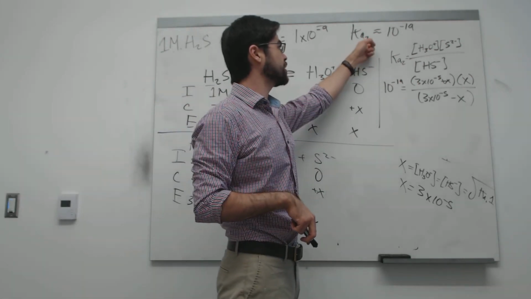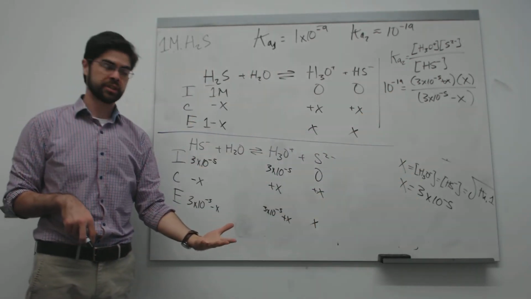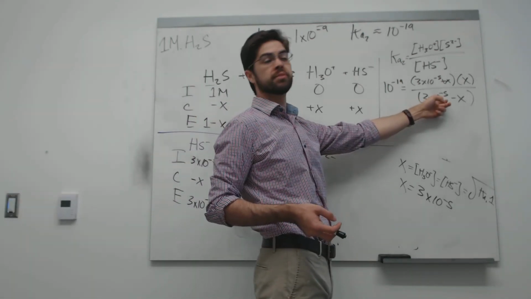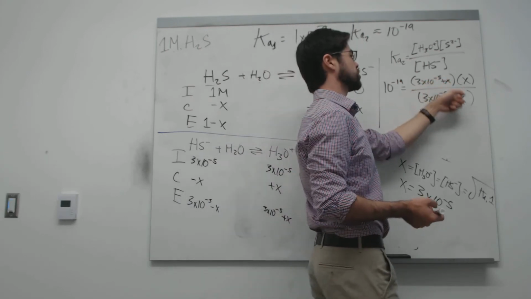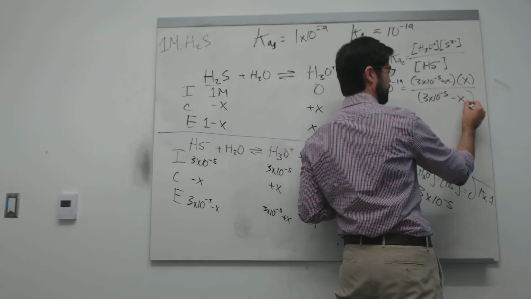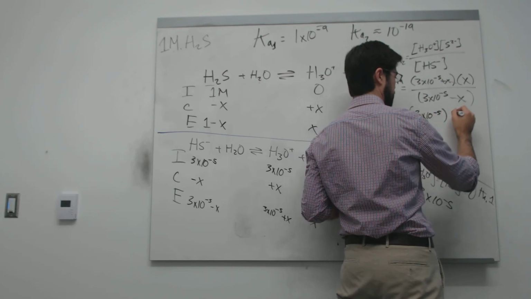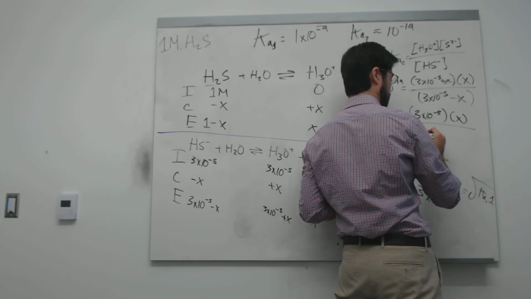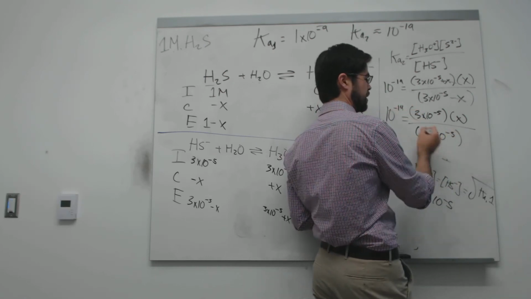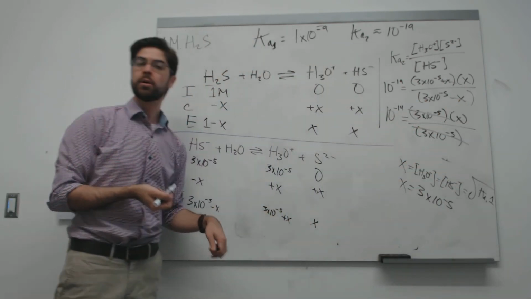If Ka2 is only 10 to the negative 19, this reaction is not going to go very far to completion. X we yet again expect to be quite small, significantly smaller than 3 times 10 to the negative 5. So both of these terms, where I'm adding on X and where I'm subtracting off X, we can ignore those, so I get 3 times 10 to the negative 5 times X divided by 3 times 10 to the negative 5 is equal to 10 to the negative 19. These are going to divide out, and I get that X is about 10 to the negative 19.